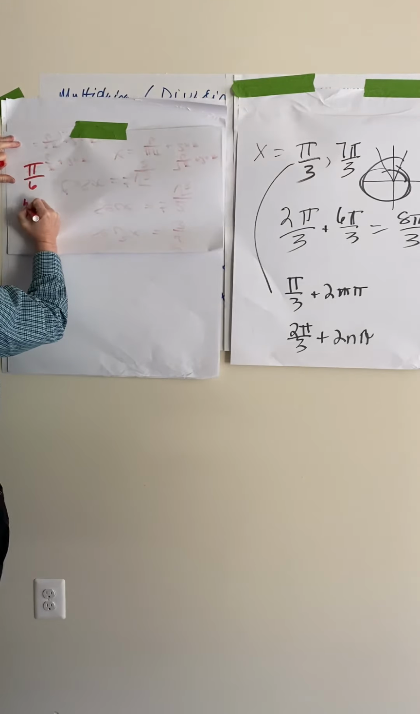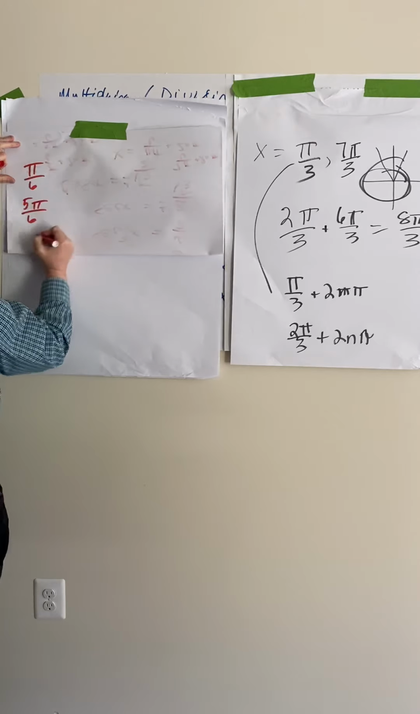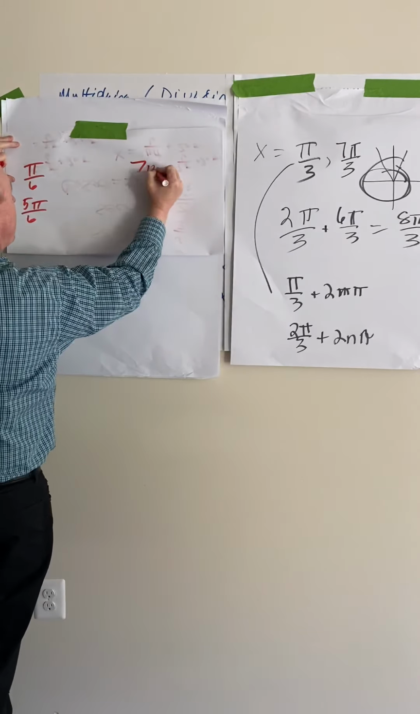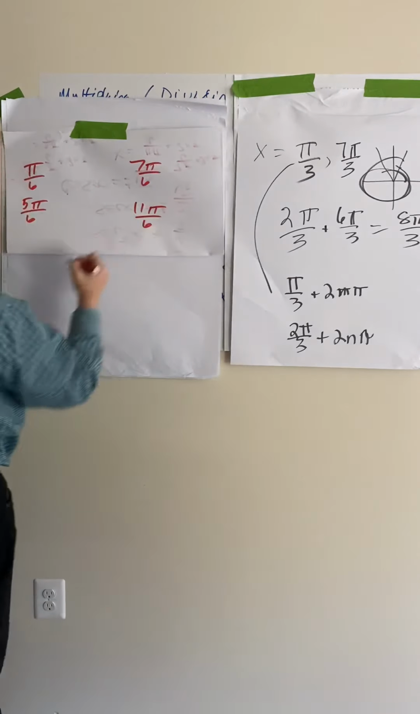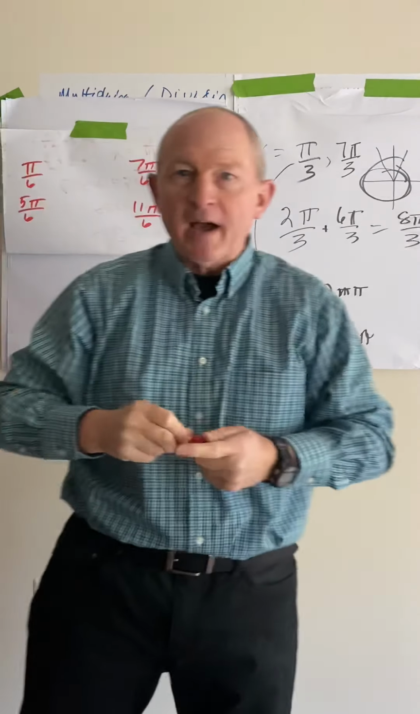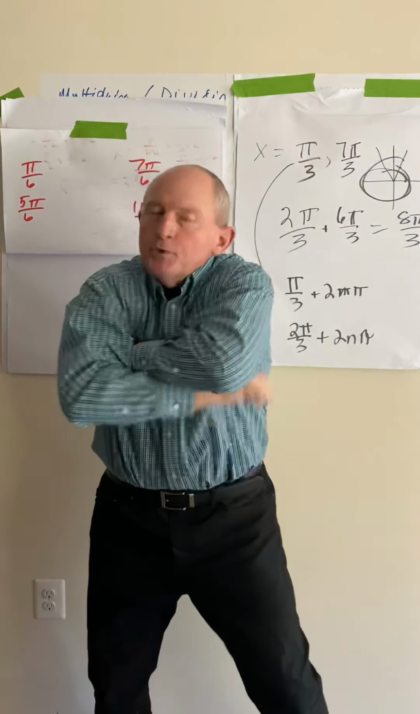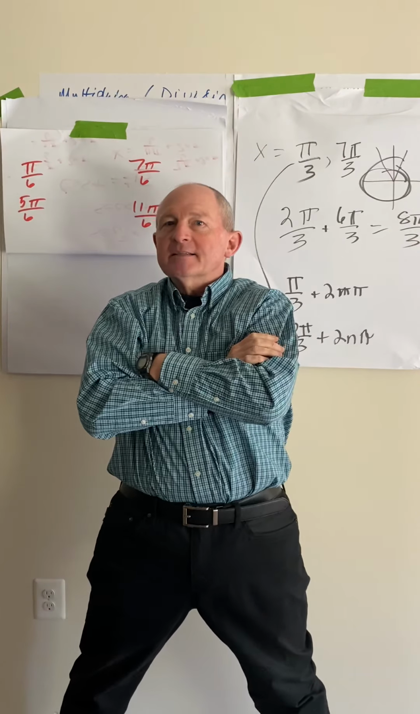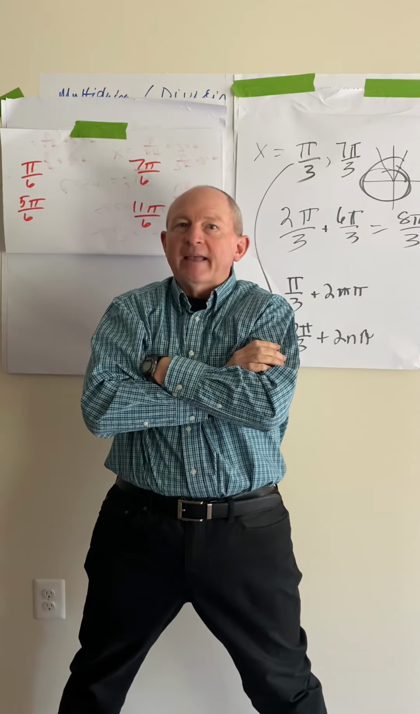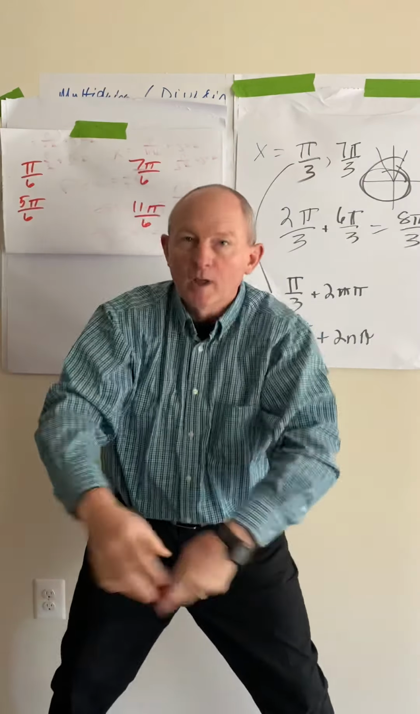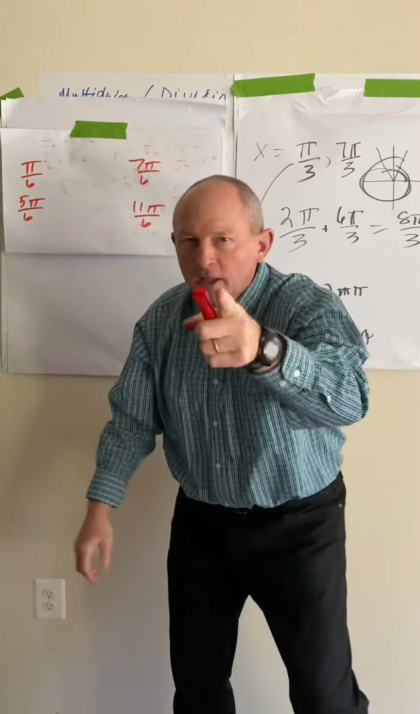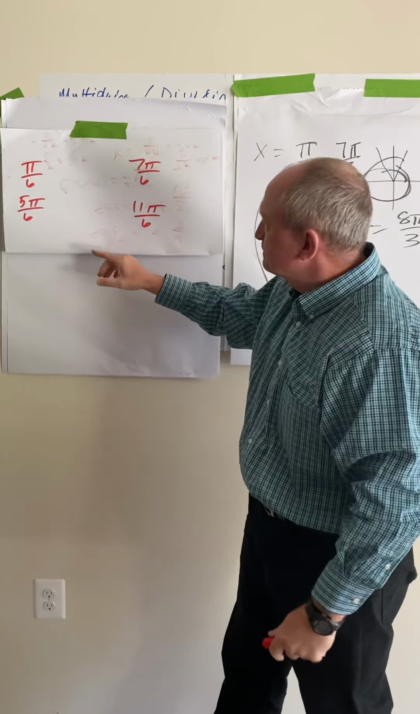All right, so we got pi over 6, we got 5 pi over 6, we got 7 pi over 6, and we got 11 pi over 6. But remember, we had those plus 2n pi's? The plus 2n pi takes care of all the corresponding angles that are exactly one multiple of a unit circle away. But look closely at these four solutions.